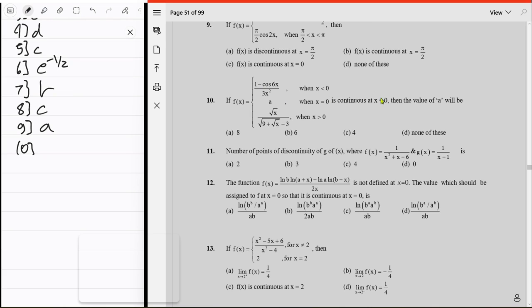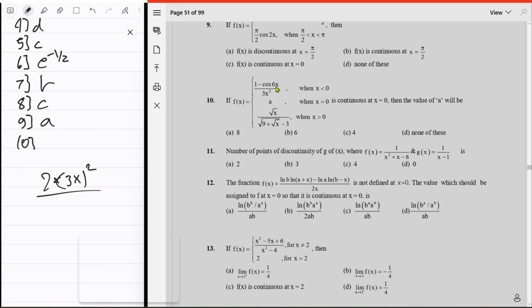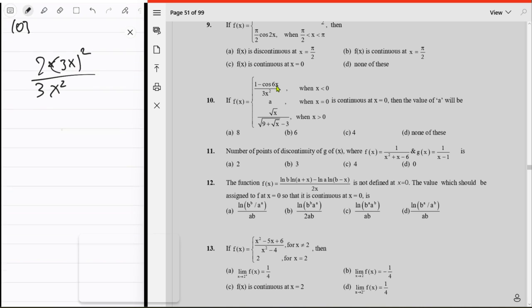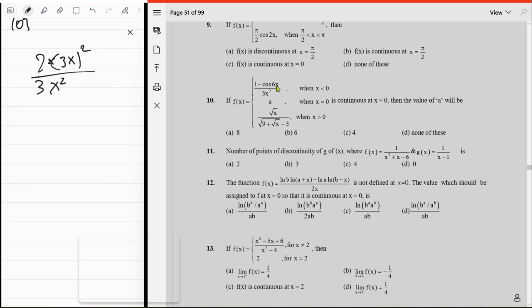Okay, this function is continuous at x equal to 0, then the value of a will be, it's a at x equal to 0. You put, oh, it's like one is fine. So just 2 sine square of 3x, right? So approximately it's 2 times 3x squared upon 3x squared. So this is 2 times 9 upon 3, which is 6. So a should be 6, right?